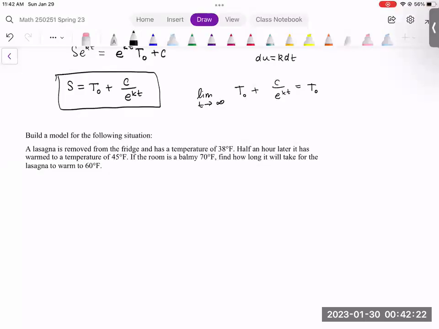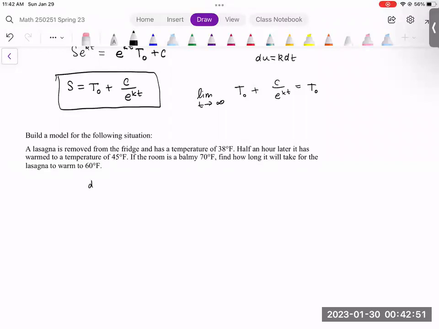Okay, so we are going to use our model to take a look at a lasagna heating on the counter. So take a moment to read this over, and then we'll take a look at finding some values for our parameters. Alrighty, so we're taking a look at this.